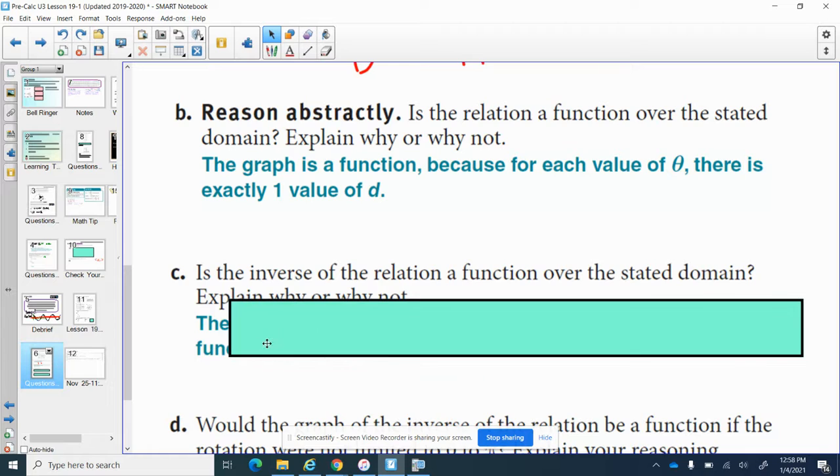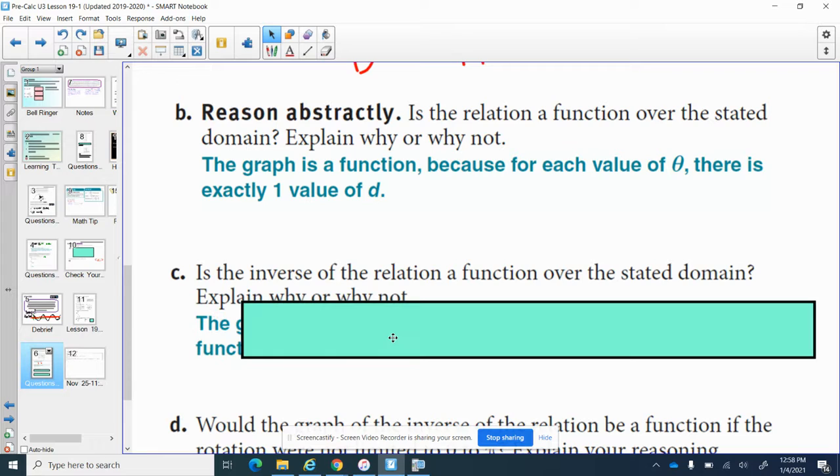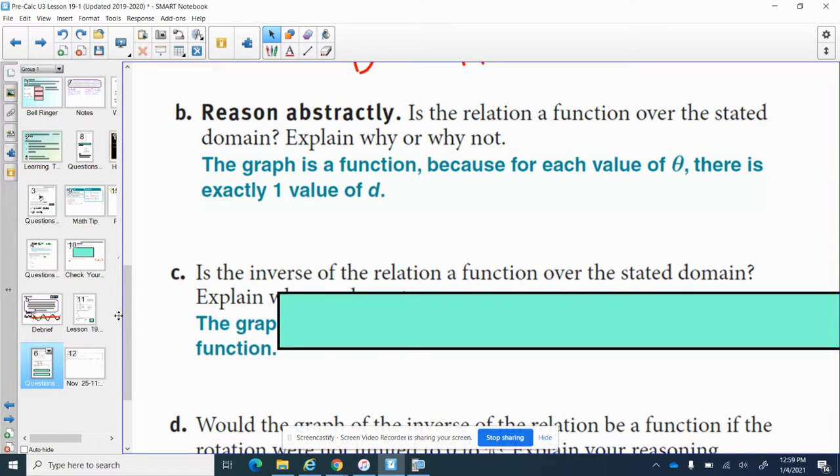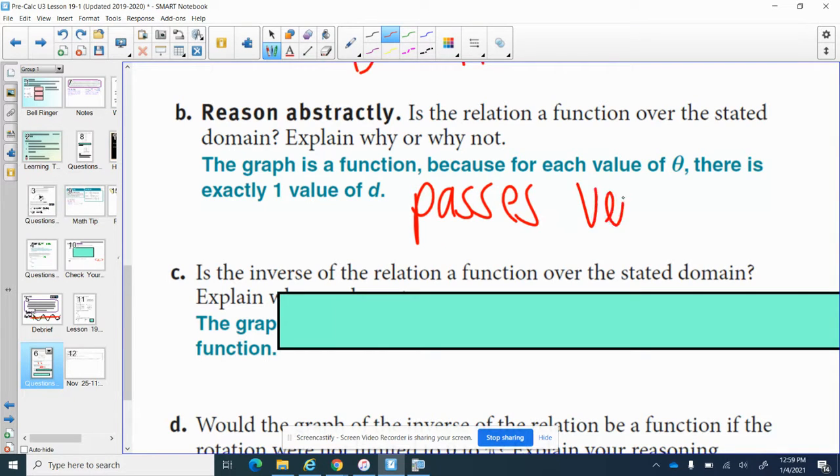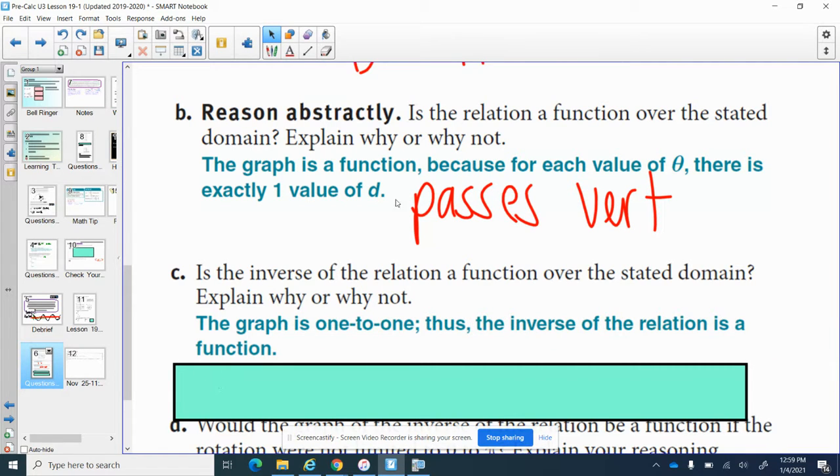Is the inverse going to be a relation here? And the answer is yes, because it passes the horizontal line test. So that may be something you want to note. This passes the vertical line test, so that's why it's a function. The inverse is also going to work because it passes the horizontal line test.